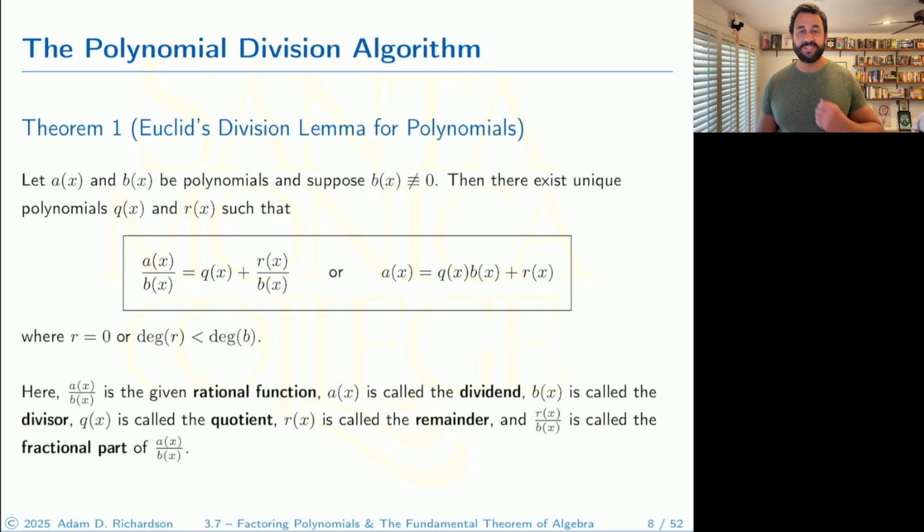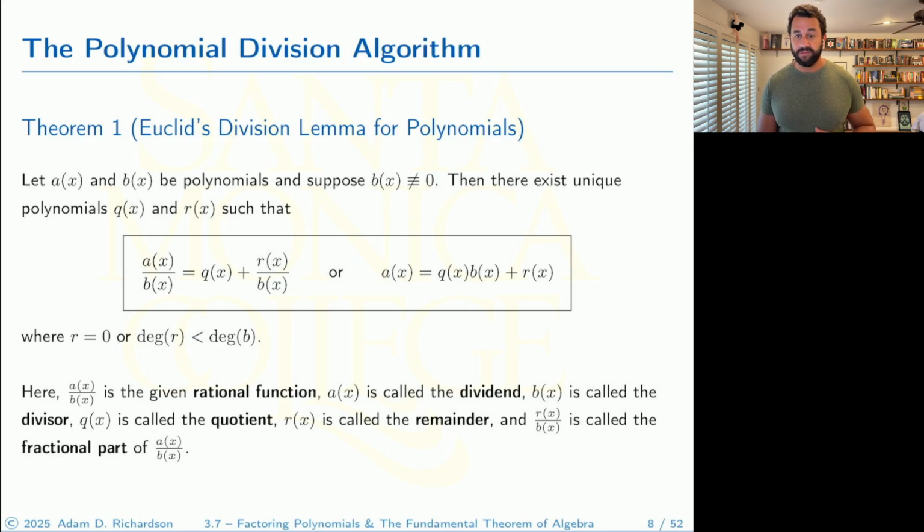Here we go. So this is Euclid's division lemma for polynomials. Let a of x and b of x be polynomials, and suppose that b of x is not equivalently zero, meaning it's not just equal to zero for every x. Then there exist unique polynomials q of x and r of x, such that you could write a of x over b of x as q of x plus r of x over b of x, right? Where r is either equal to zero or the degree of r is less than the degree of b. Pretty wild, huh? It's pretty much the same statement, except some little tweaks to have it apply to polynomials.